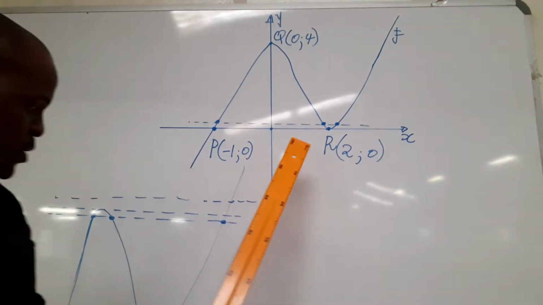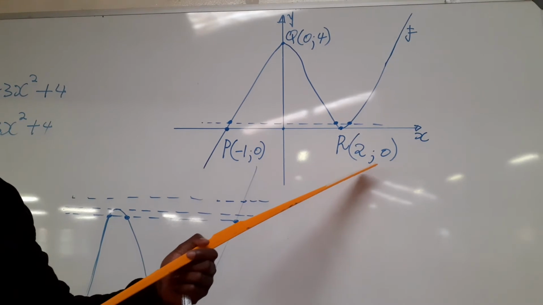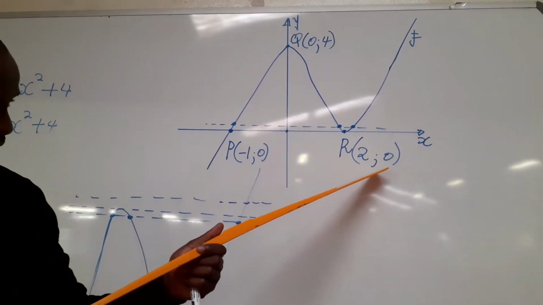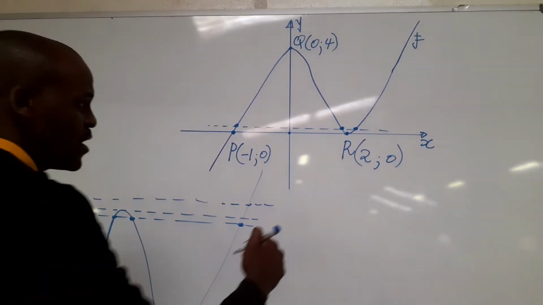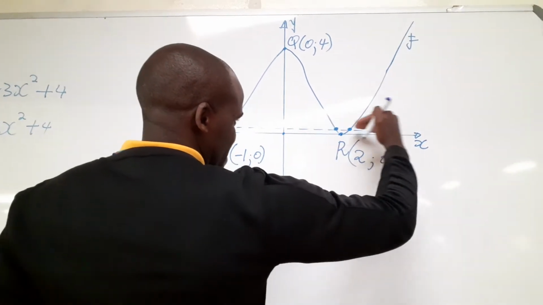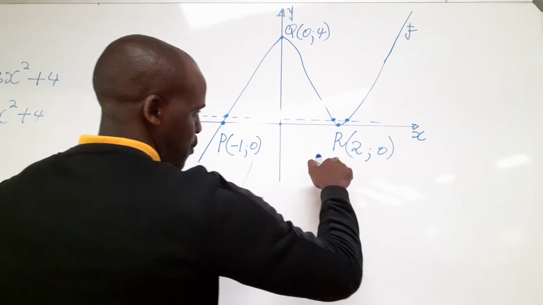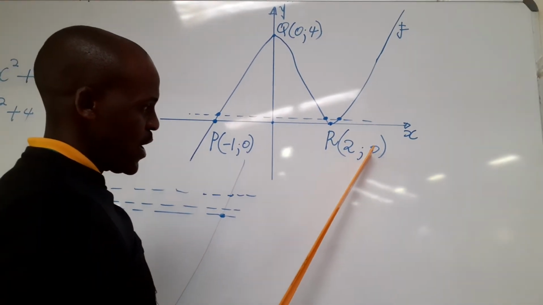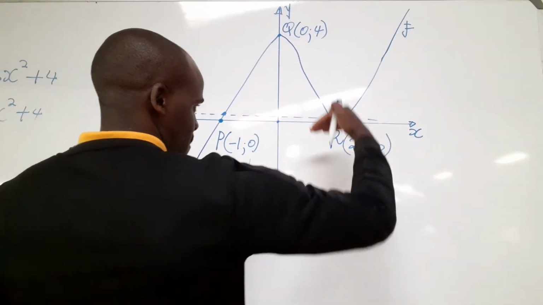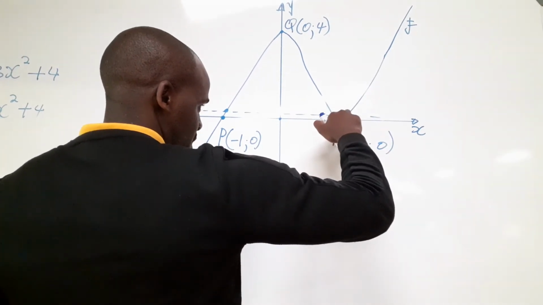Our turning point here, 2, 0. We've calculated that x at R is 2. Therefore, the coordinates here are 2, 0. So, for you to get 3 real roots, you just have to go just above point R, where y is above y at R.